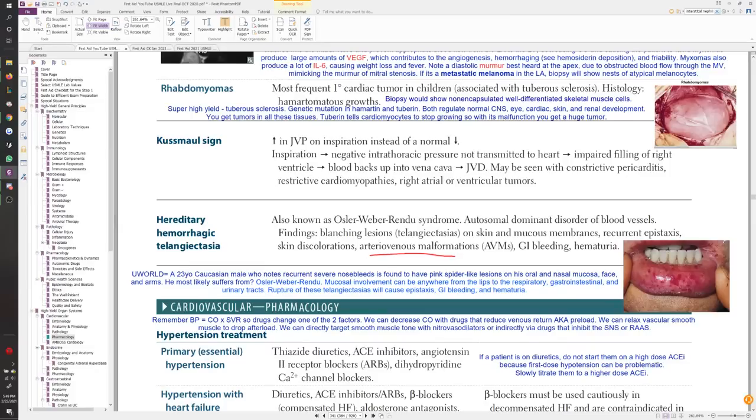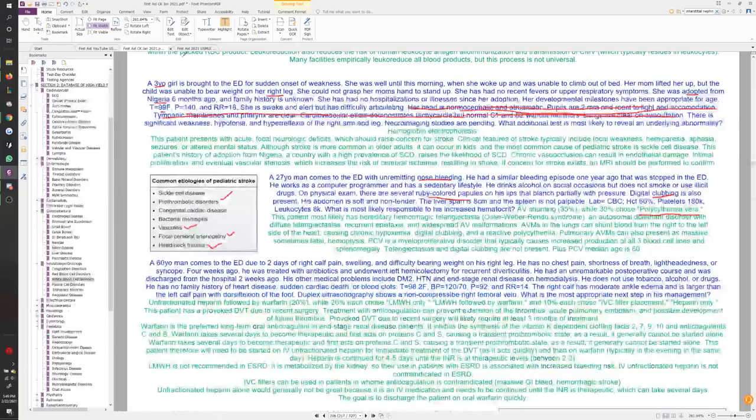Usually a young guy. Even this question right here, you can see the 23-year-old man who has recurrent nosebleeds, spider-like angiomas on his oral and nasal mucosa. It's usually a pretty giveaway type of question. So to pick polycythemia vera didn't really make sense at all.